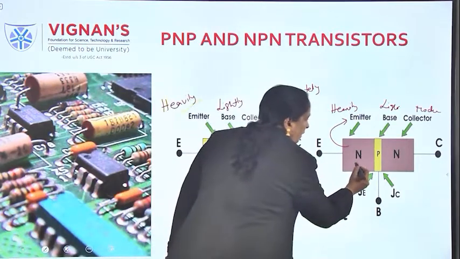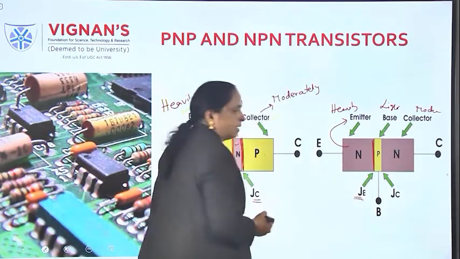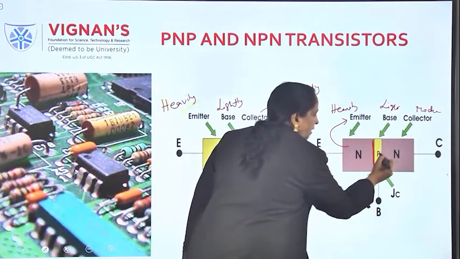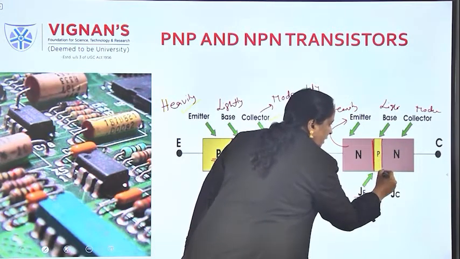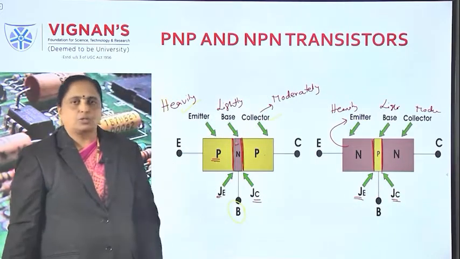And similarly, between emitter and base, there is a junction. This is known as emitter junction, and between collector and base, there is one more junction, so this is known as collector junction. So this is known as construction.